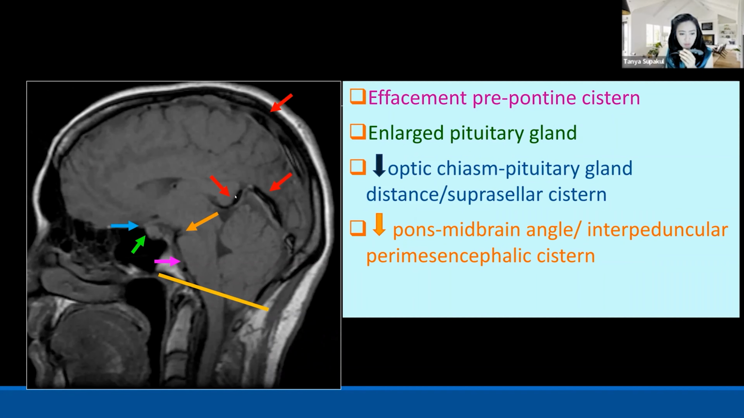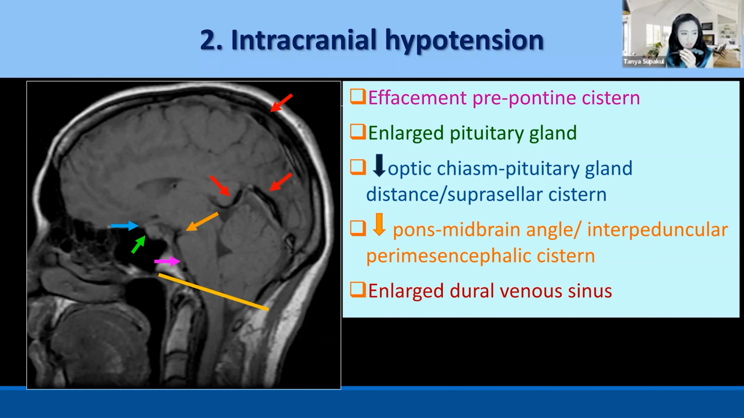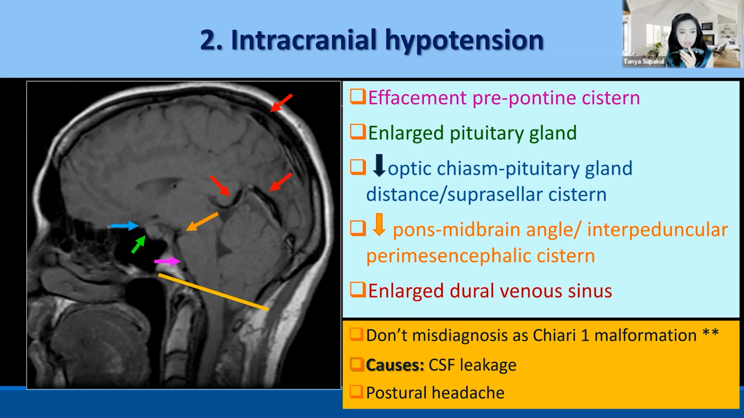And when you check on the vessels, like the vein of Galen, straight sinus and also superior sagittal sinus, they look a little bit distended or engorged. So this patient turned out to have intracranial hypotension, which is like a CSF leak somewhere. And that's why the patient has a sagging brain and lost CSF space in the brain. And the dural sinus is trying to take the space by engorgement or increasing in size.